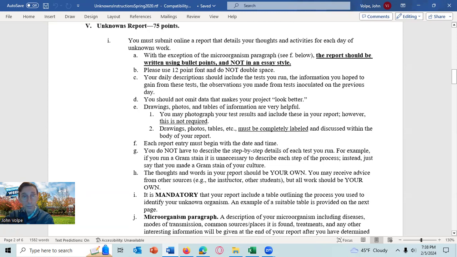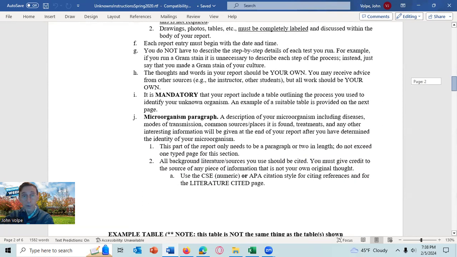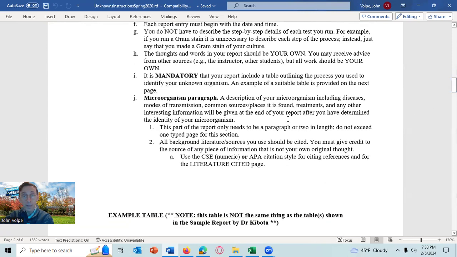You should use your words and thoughts that are your own. If ever you do not, you should put them in quotes and say where you got them from. Otherwise, it is plagiarism. Your report must include a table or a figure outlining the process you use to identify your unknown organism. An example is in the table on the next page.